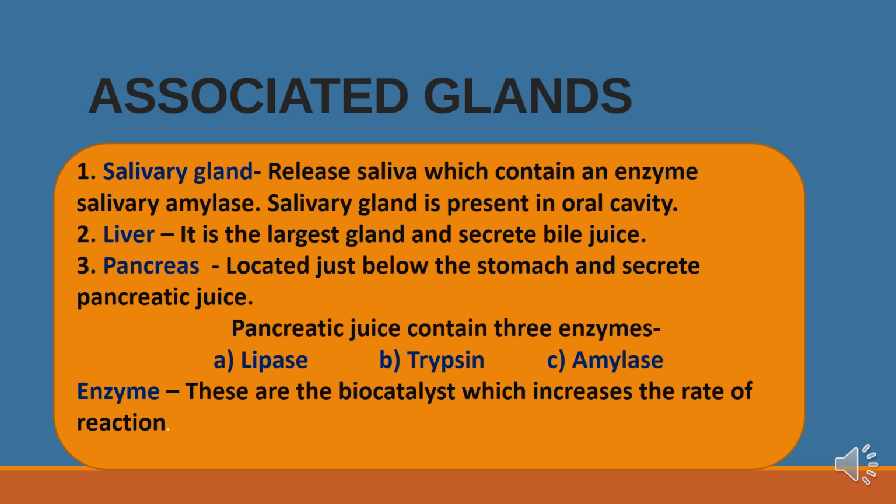Then liver is the largest gland, and it releases bile juice which helps in the emulsification of fat, that we will study in the next video. Then pancreas is present just below the stomach, and it releases pancreatic juice which contains three enzymes: lipase, trypsin, amylase, and these all help in the digestion of food.